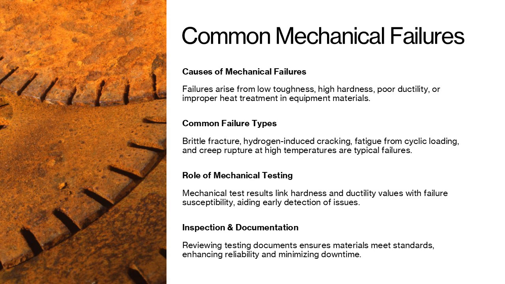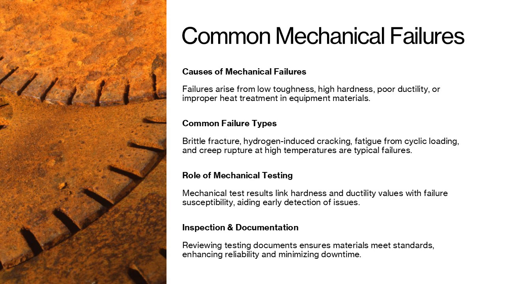Inspectors must recognize how mechanical test results correlate with failure mechanisms. High hardness values may indicate susceptibility to cracking, while low elongation or poor reduction of area suggests brittleness or inadequate ductility. Understanding failure modes allows inspectors to identify deviations early, preventing serious operational incidents. Reviewing mechanical test documentation helps ensure that materials and welds possess the required properties to withstand service conditions, thereby enhancing reliability and reducing downtime.